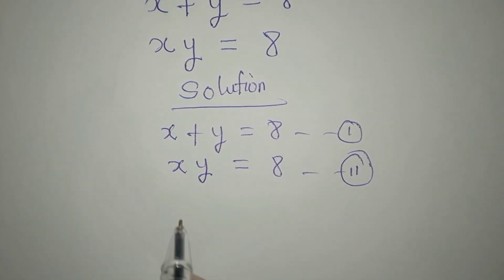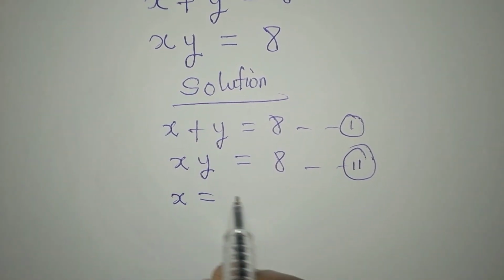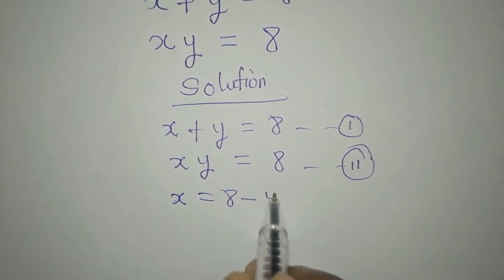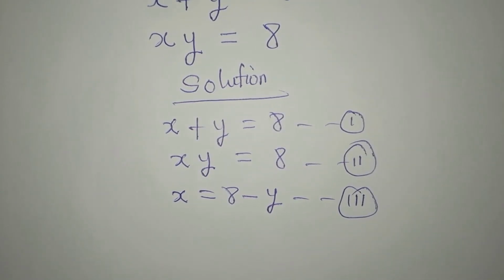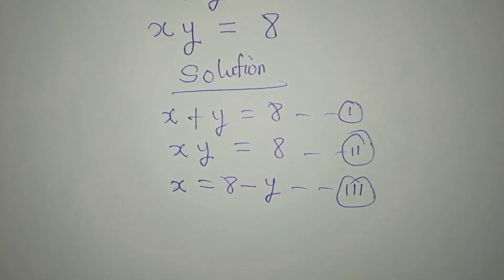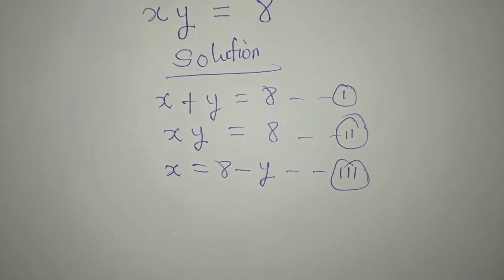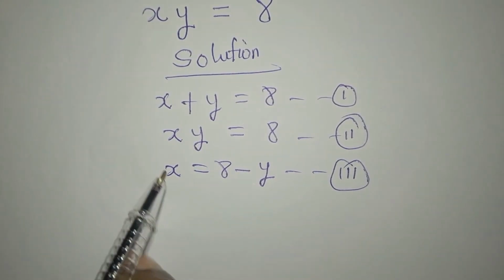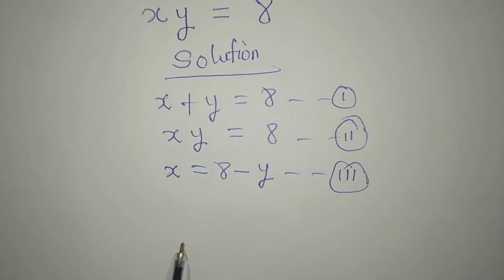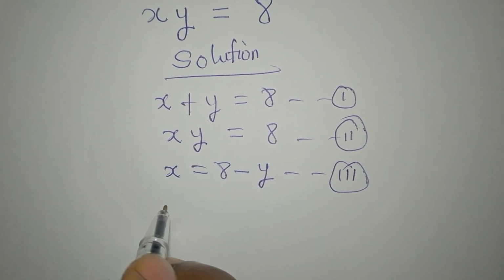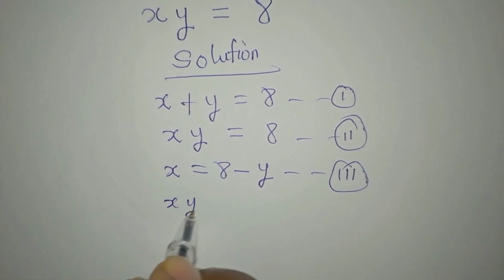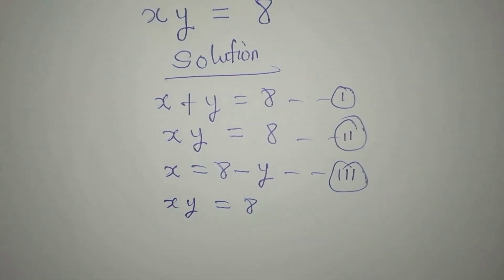So let's begin. From equation 1, we can say that our x is equal to 8 minus y, and we call this equation 3. Remember, these three equations are going to be very useful if we must get the value of x and y. Now, the second step is to put this equation 3 into equation 2. And equation 2 is xy equals 8, right?